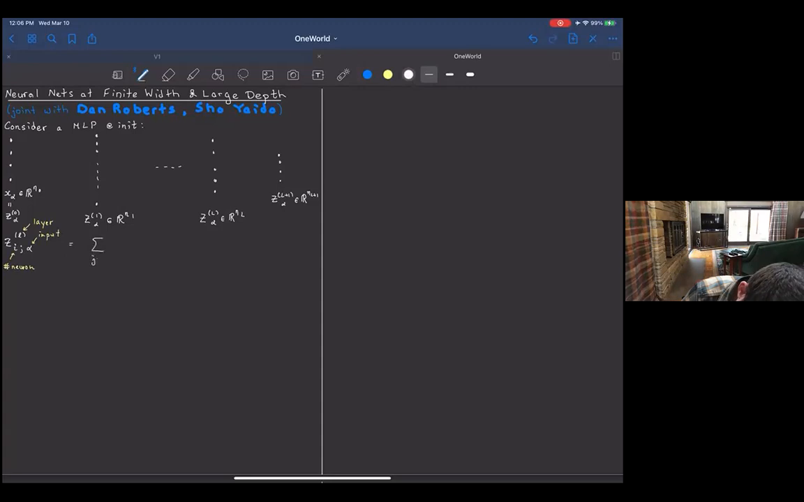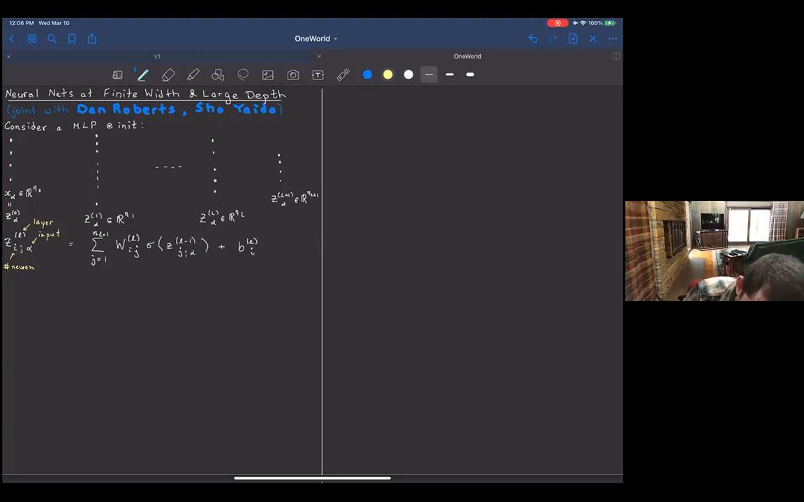You take the sum over everything in the previous hidden layer, so j goes from 1 up to n_{l-1}. You take your weights, W^l_{ij}, and multiply them by the nonlinearity. My nonlinearity is sigma applied to the vector of pre-activations at the previous layer, so it's the jth neuron, still corresponding to input alpha. Then I add a bias, b^l_i. That's the notation I'm going to use for the recursion.